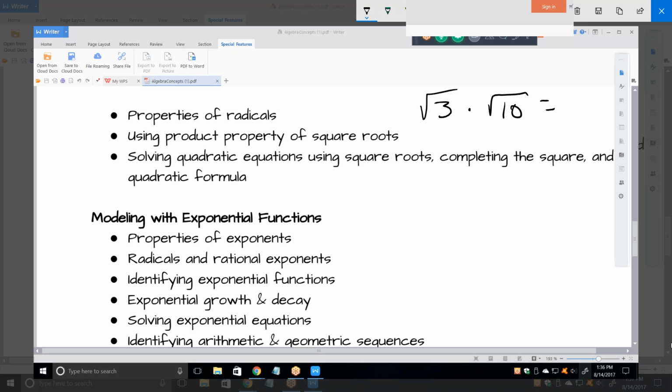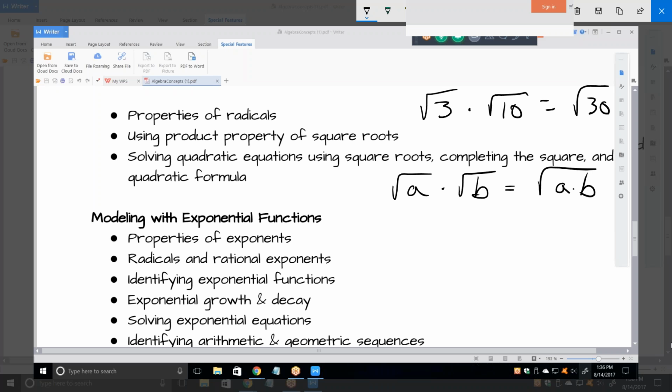Well, now hold on. Very first of all, if you have the square root of A times the square root of B, that's equal to the square root of A times B. Okay, so the answer here is square root of 30. Now, if I can simplify that, I will. But it turns out that I can't. Square root of 30 is simplified.